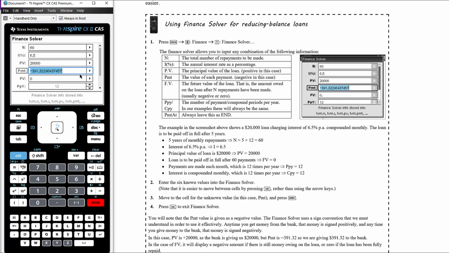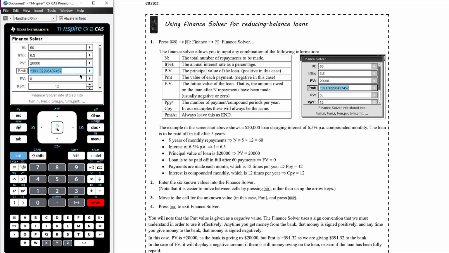Okay, so basically, it's a loan. So I like to think about it as if the money is coming towards me, it's positive money. If it's going away from me, it's negative money. Sometimes you need to think about the future value slightly differently, but certainly present or principal value and payment. If it's coming at me, positive. If it's going away from me, negative.